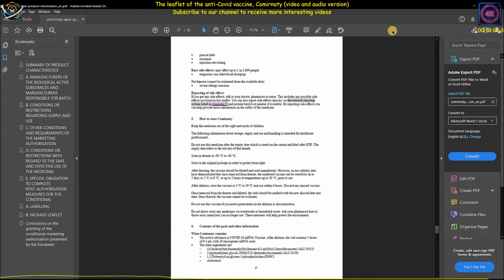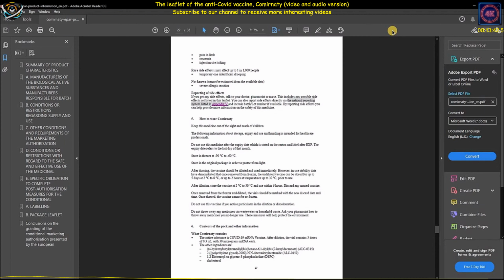Reporting of side effects. If you get any side effects, talk to your doctor, pharmacist, or nurse. This includes any possible side effects not listed in this leaflet. You can also report side effects directly via the national reporting system listed in Appendix V and include batch/lot number if available. By reporting side effects you can help provide more information on the safety of this medicine.